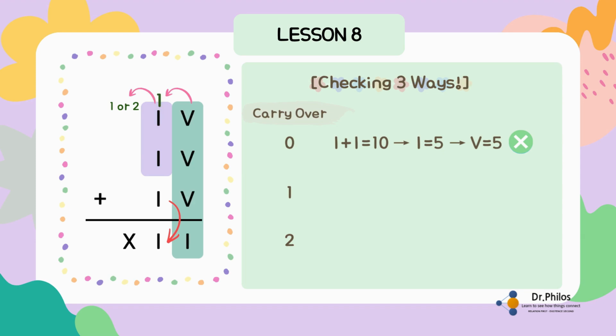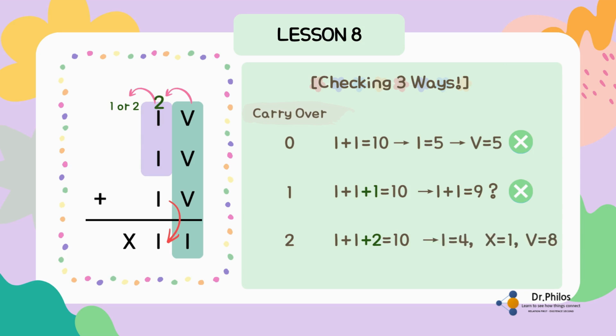If the carryover is 1, I plus I plus 1 equals 10. I plus I cannot be 9. So I'll cross this out too. If the carryover is 2, I plus I plus 2 equals 10. So I is 4, x is 1, and v is 8.